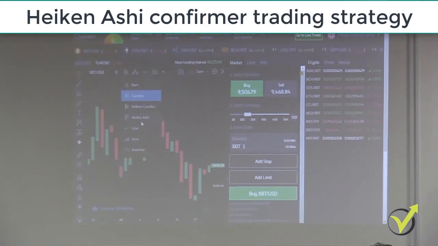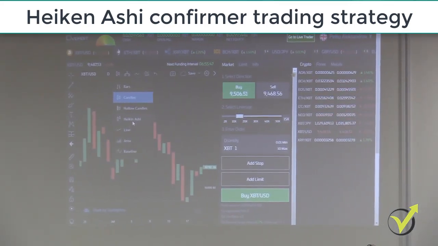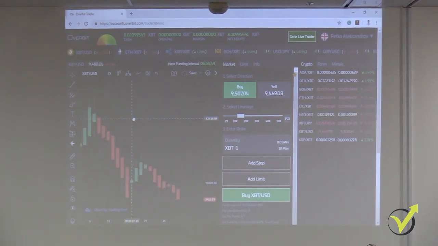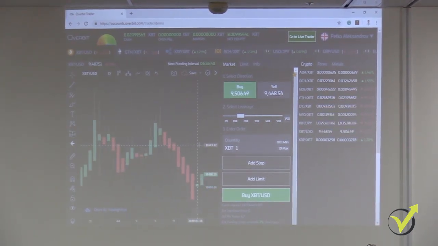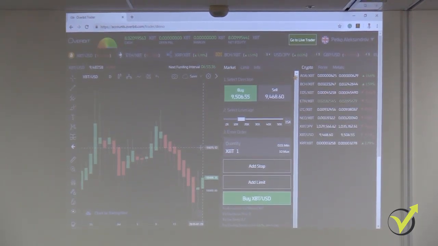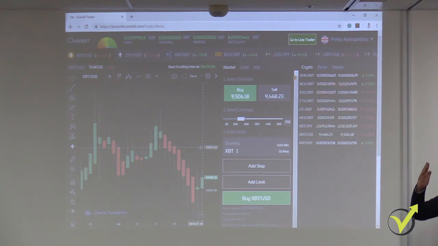If I switch to Heiken Ashi chart, there is a difference, right? It is making the chart smoother. You can see where the price is going up, when it's going down, when it's going up again.